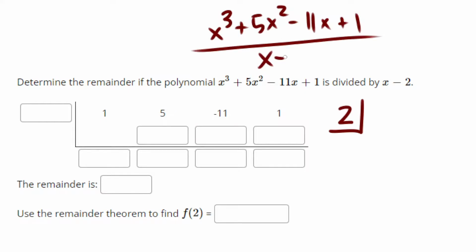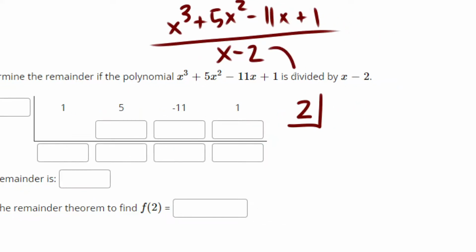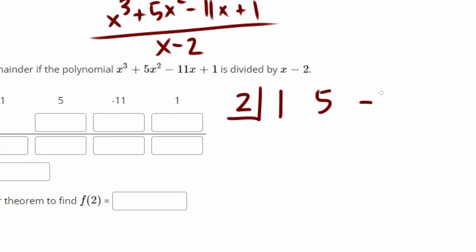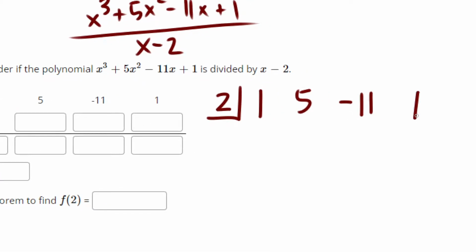Anyway, in this case, we have x cubed plus 5x squared minus 11x plus 1, and all of that is divided by x minus 2. Now, our cubby is going to be the sign flipped, so 2. Then we want to get the coefficients. So we have 1, and then 5, and then negative 11, and then positive 1. There's no need for a placeholder in this case.